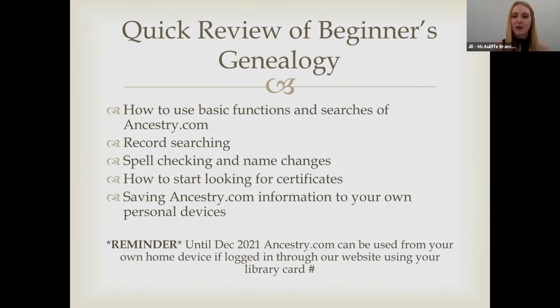So a quick review of one of the things we covered last time is the basic functions and searches of Ancestry. We'll hop back to the Ancestry website after this. One of them is record searching, so how to find the different things like military, immigration, marriage, birth, death, and then saving information to your own personal devices. Again, I put a reminder here, it's December 2021, so this year you'll have to be using the library's Ancestry again.